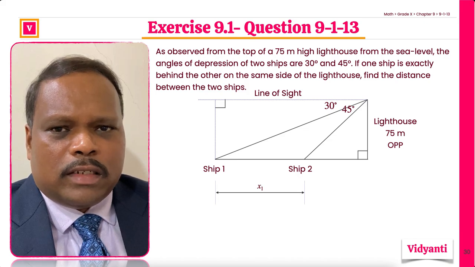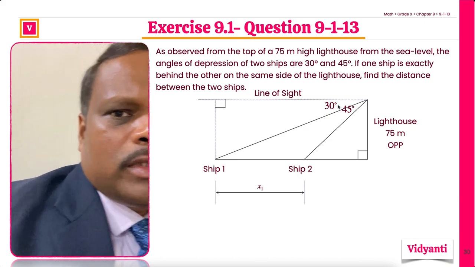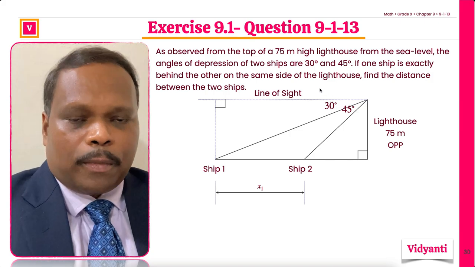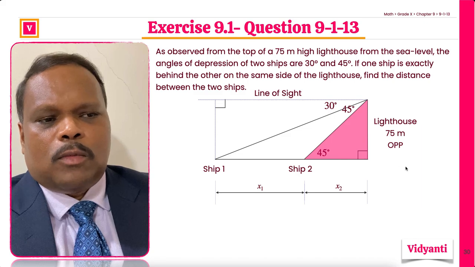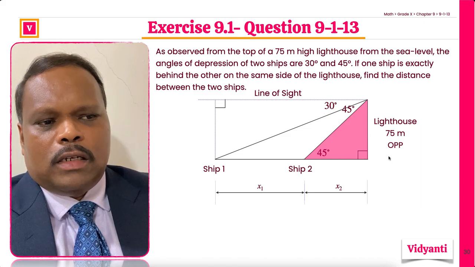So once we get this diagram correct, then everything becomes a little bit easy. So first we are going to consider the smaller triangle. So for the smaller triangle, now why is this 45 and this 45?